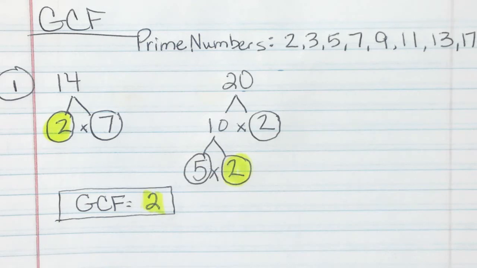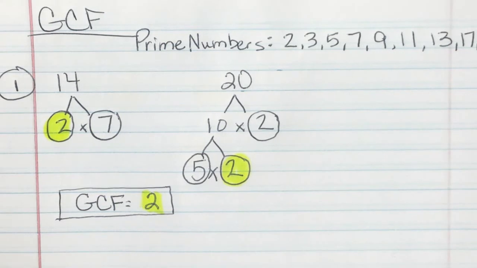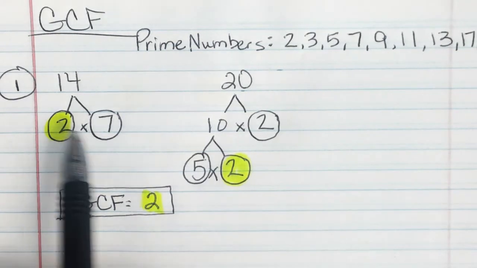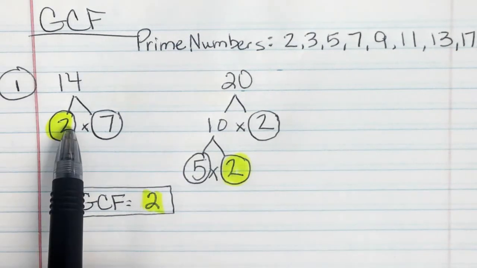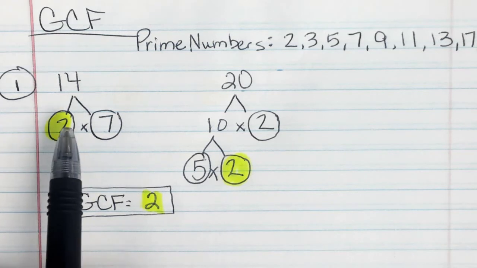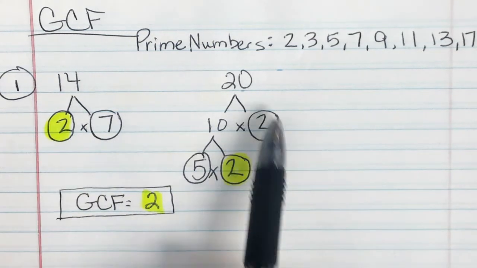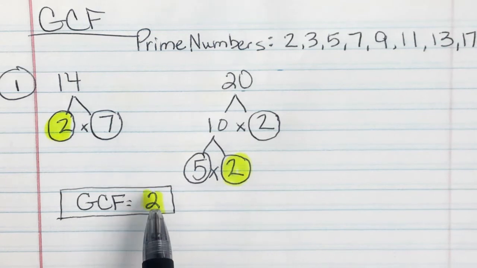Your answer's going to come from, and in a minute it's going to change, kind of, but your answer's going to come from the stuff that matches. So like there was a 2 in this one and a 2 in this one. So I need to bring it down here.